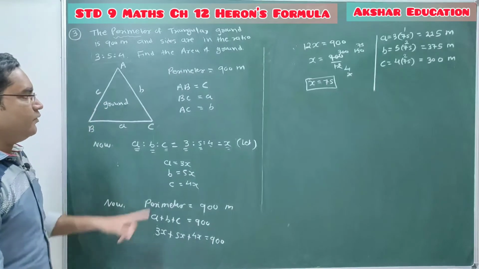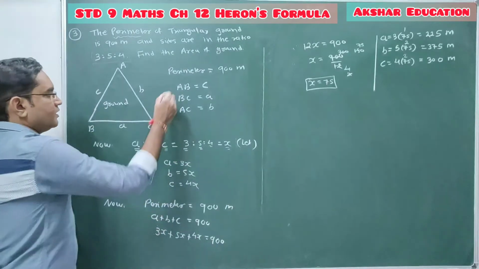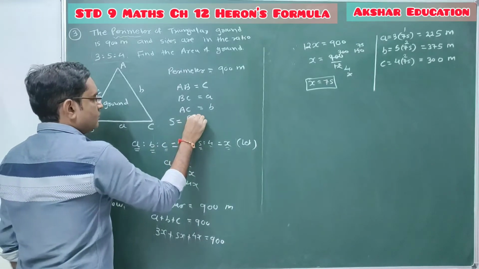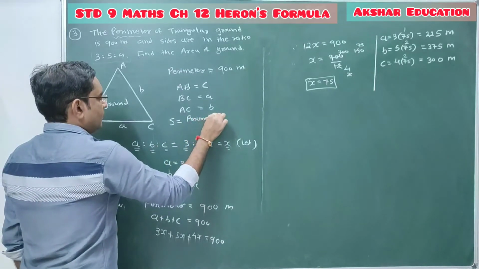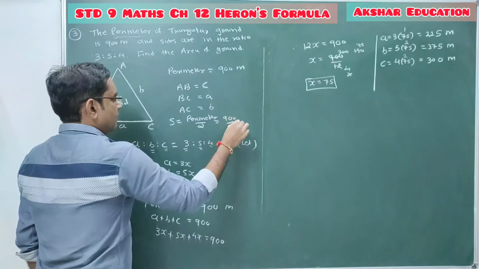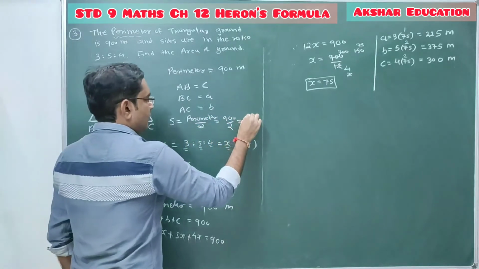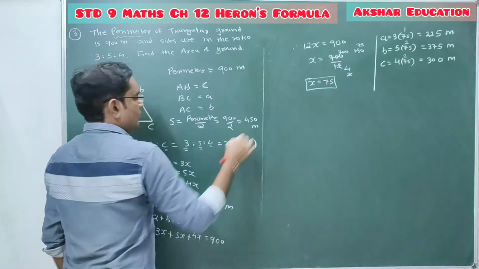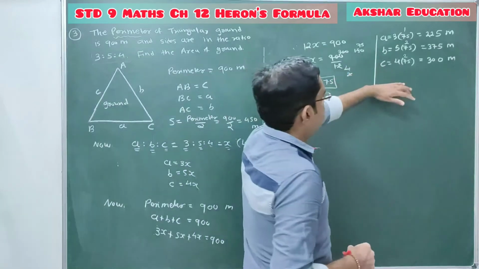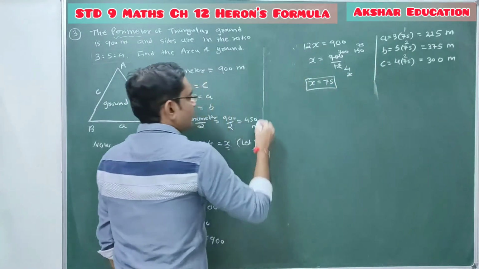So for that we require the semi-perimeter. So what is semi-perimeter? Semi-perimeter S is nothing but the perimeter by 2. So perimeter by 2. Perimeter is 900. 900 by 2. So semi-perimeter is 450 meter. Value of S is 450 meter and small a, b, c are given. So now we can find the area of the triangle.